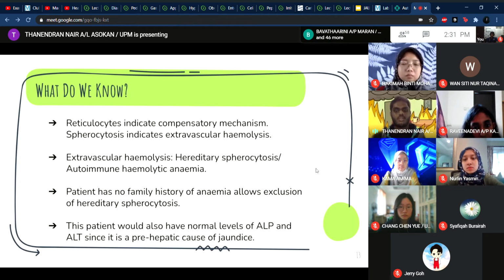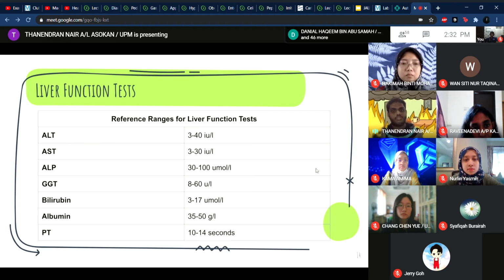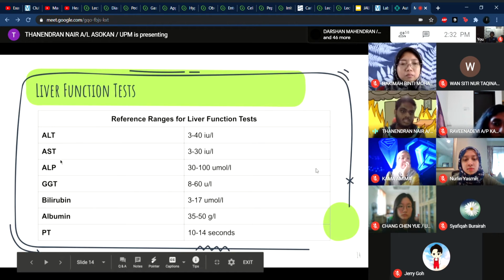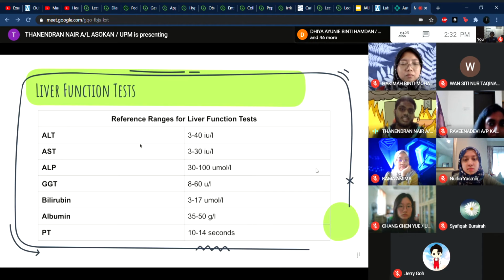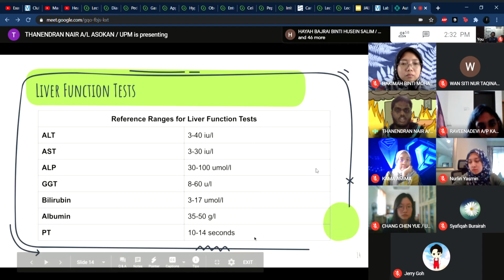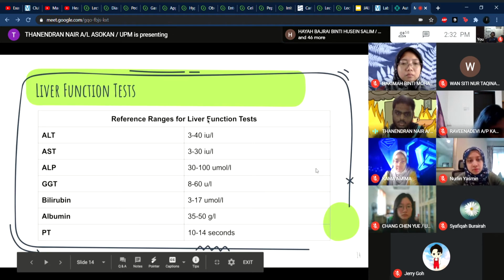Now, speaking of ALP and ALT, I will do a short explanation on what ALP and ALT are. When we perform a liver function test, we are looking for all of these parameters. There are about 7 parameters here. These are the reference ranges for liver function tests. However, these reference ranges differ according to your local laboratory results. But these are the average results that you'll be looking for. I don't think it's required to remember these values.